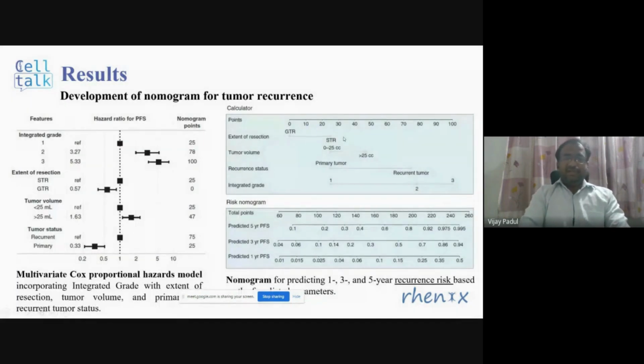So here they show a nomogram for clinical utility. This nomogram gives a comparative analysis of different factors: integrated grade, extent of resection, tumor volume, and tumor state. Tumor grades 1, 2, 3, extent of resection, whether it is subtotal resection or gross total resection, and their associated hazard ratios. As you can see, as the grade increases, the hazard ratio also increases, and they give a certain point for each status that is found in the tumor that is being analyzed.